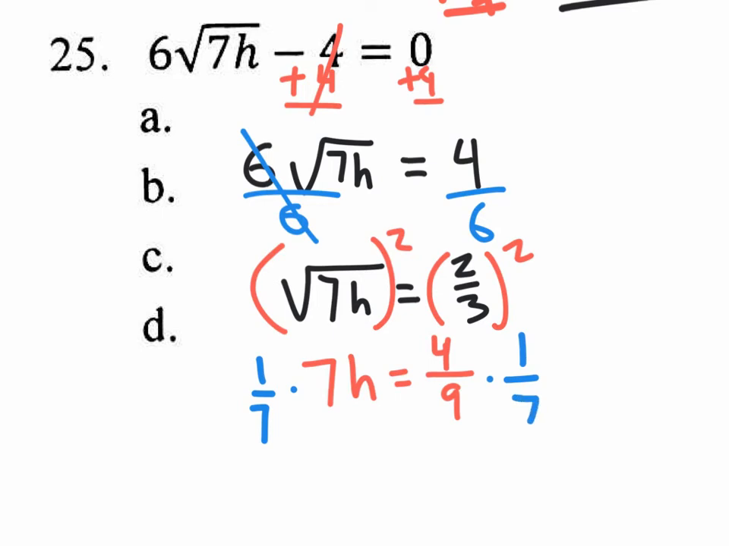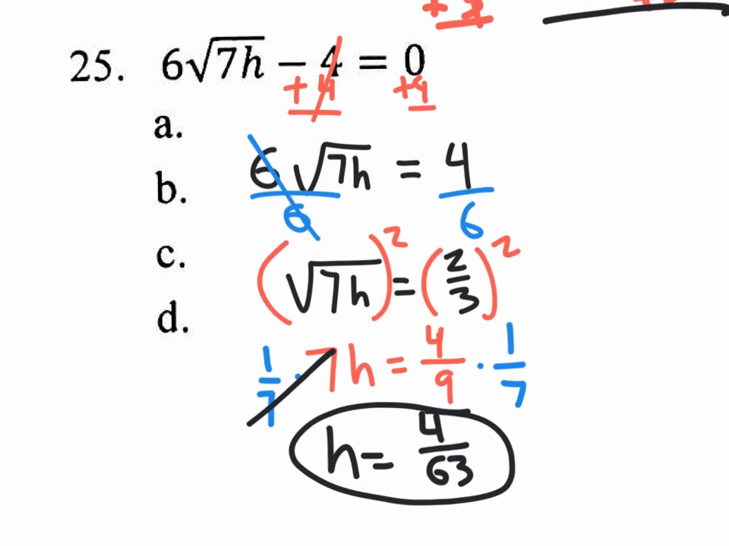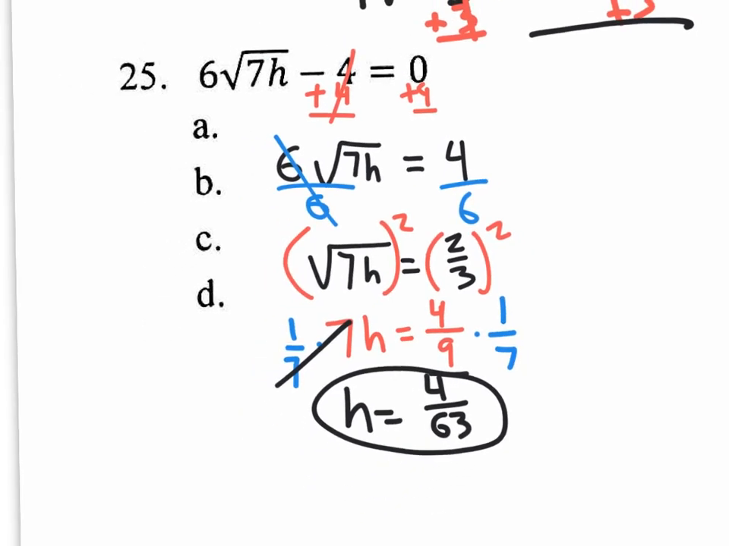So of course the 7's cancel. You have h equals 4 times 1 is 4. 9 times 7 is 63. h equals 4 over 63. That is your answer right there.